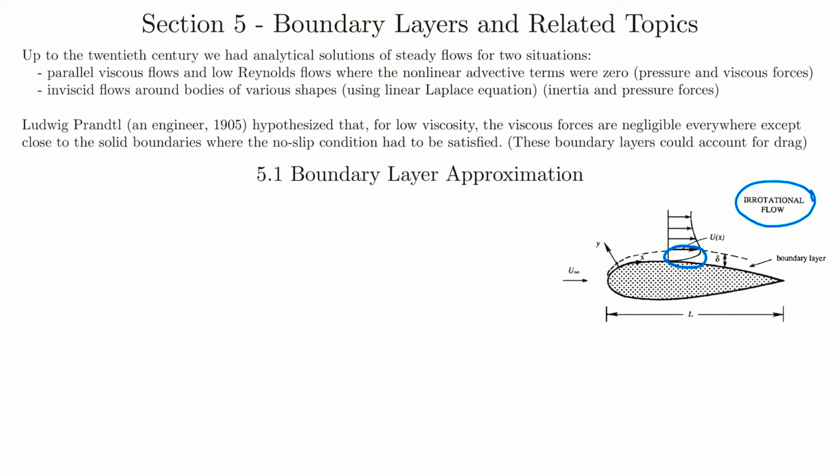So right there, you can see how the velocity changes so much. The viscous forces are important because we have the no slip condition right against the wall. And the velocity increases out to what we call the free stream velocity, which is our capital U there, okay?